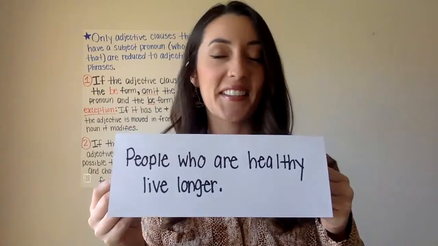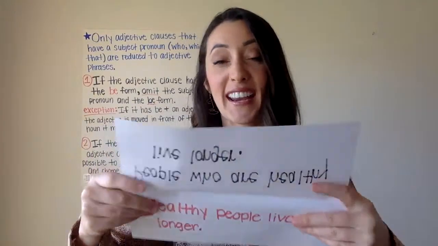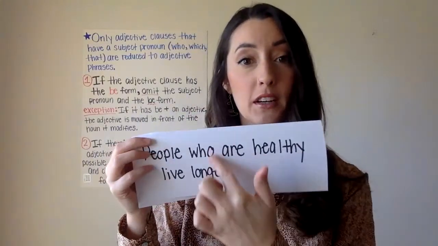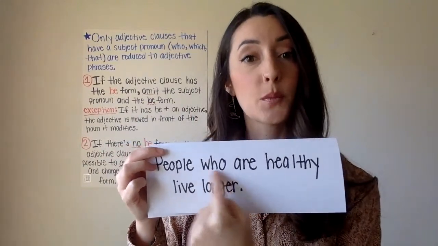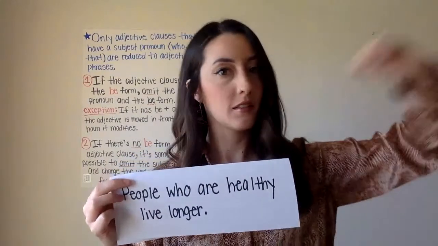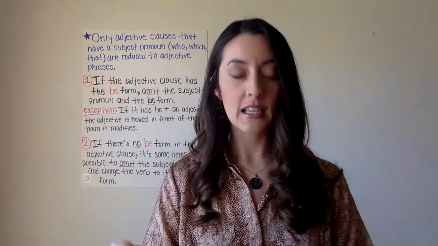Very good. I see lots of correct answers. Great job. Okay, so yes. First of all, we see that our verb here, be, is are. So we need to take away the subject pronoun who and the verb be, which is are. So who are, throw it away. We don't need it anymore in our adjective phrase.